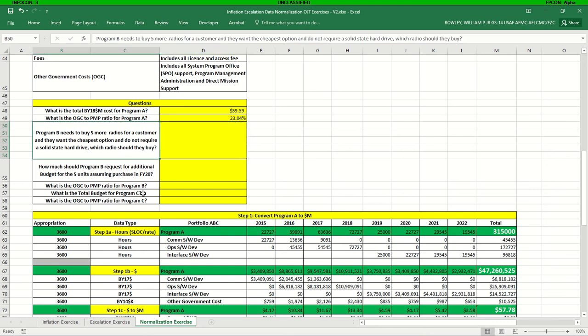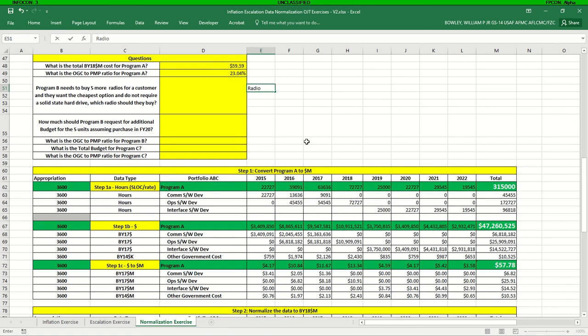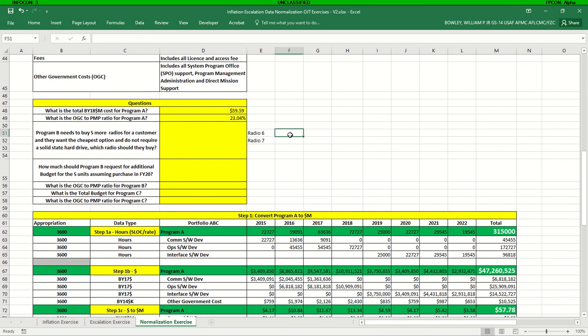So for program B, needs to buy 5 more radios for a customer, and they want the cheapest option, and they do not require a solid state drive. Which radio should they buy? So we're looking at 2 different radios. We've got radio 6 and radio 7. And we want to figure out which one has the better unit price.